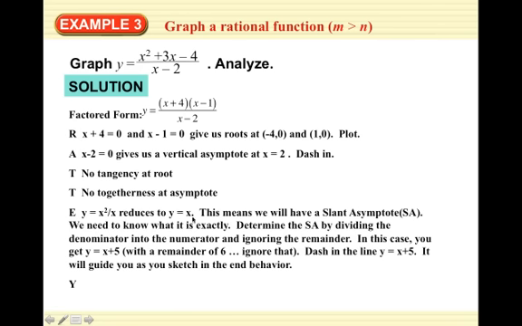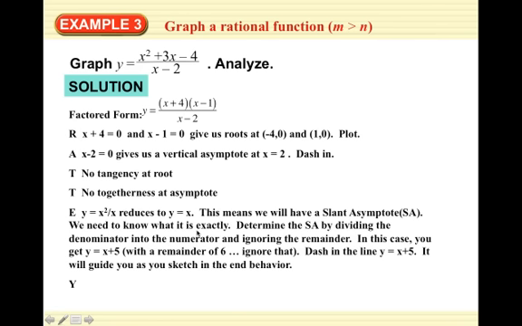y = x² / x reduces to y = x, okay? So it doesn't reduce to just a number. Again, if when you reduce you end up with any x's that aren't in the denominator, then this is just telling you you have a top-heavy function. To me, that's the easiest way to look at it and go, oh, this is top-heavy. So this means we will have a slant asymptote, which we will call an SA.